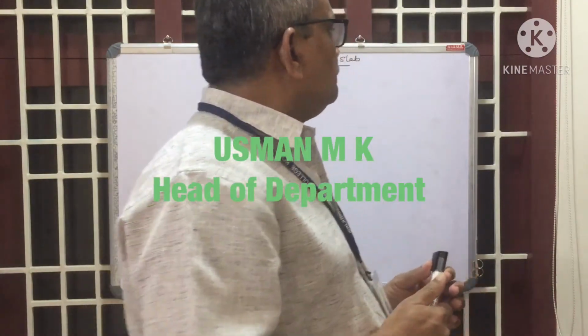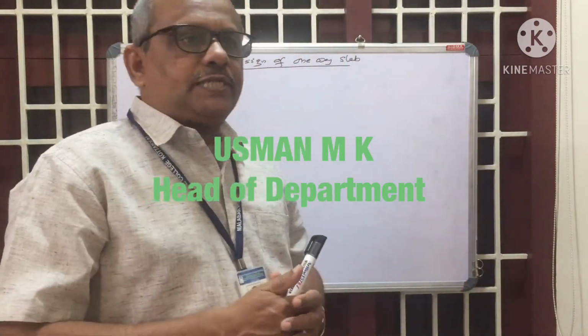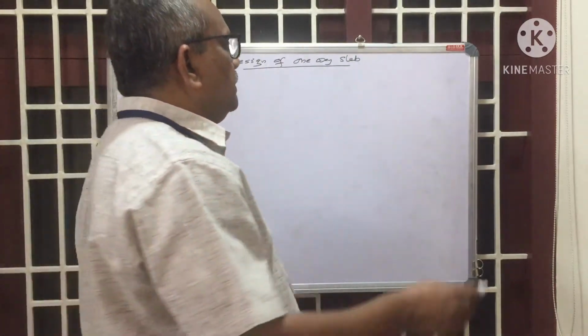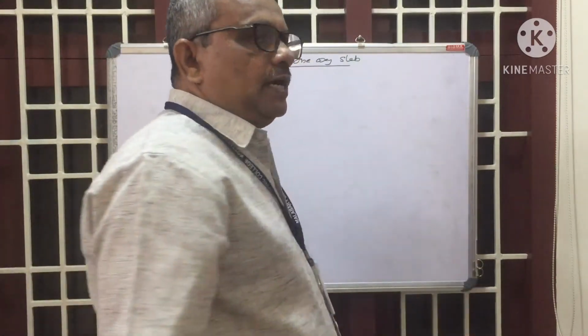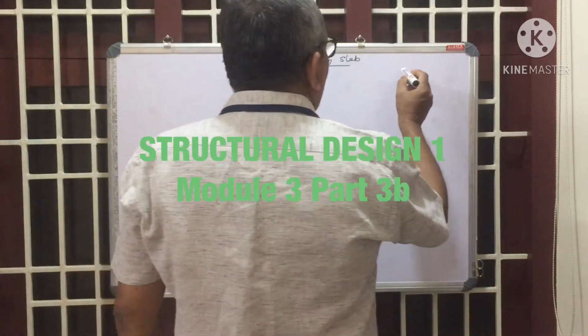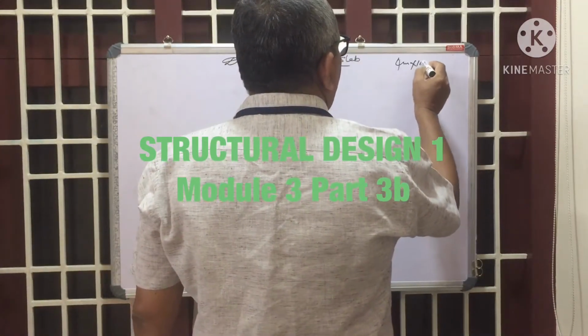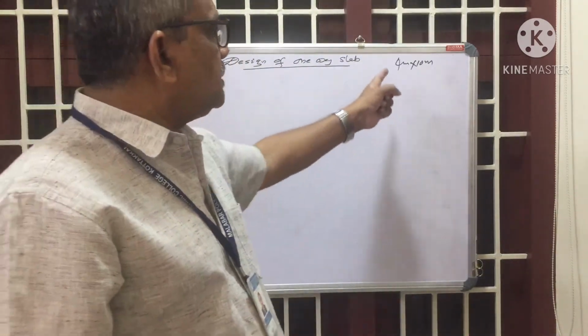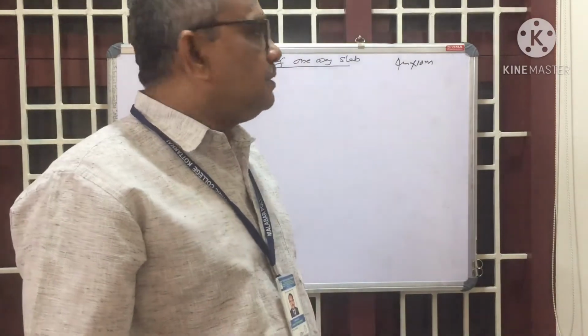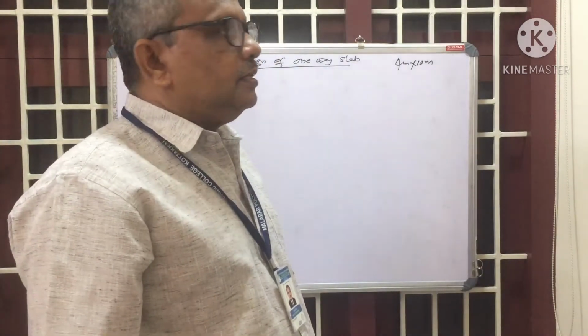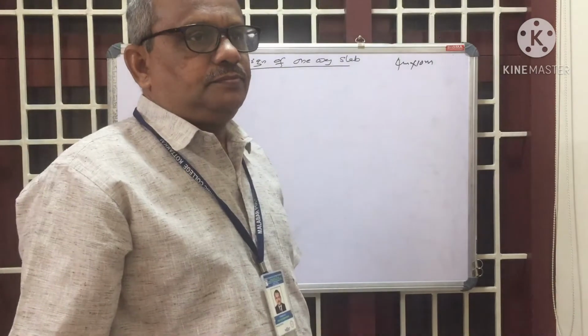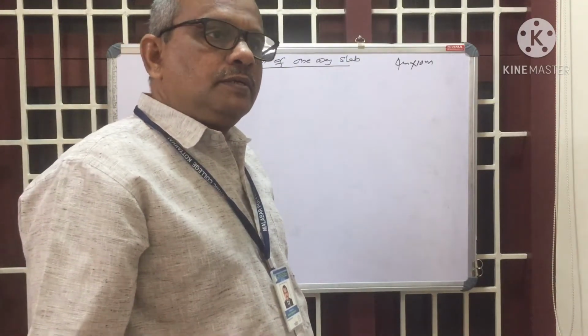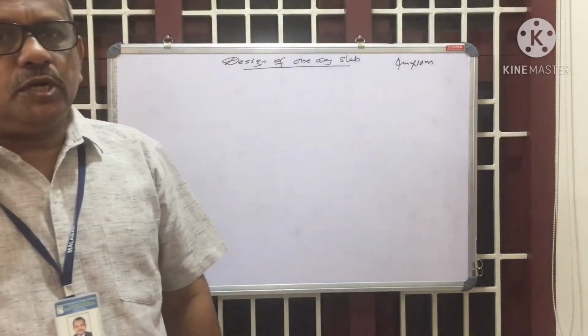Today we will continue the same problem we started in the last video, the design of a one-way slab. A problem is given to design a slab for a room of size 4 meter by 10 meter. The shorter dimension is 4 meter, the larger dimension 10 meters. We have completed the first 6 steps, including the checking of the effective depth required for the slab.